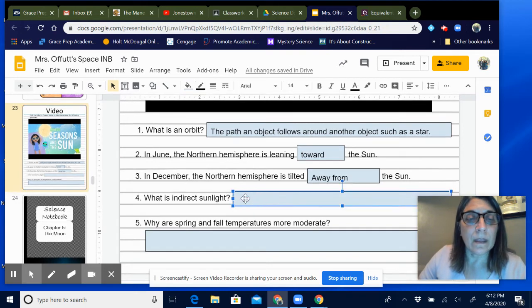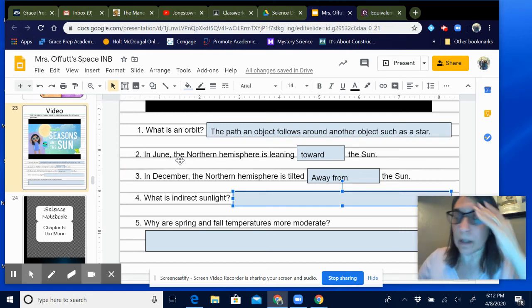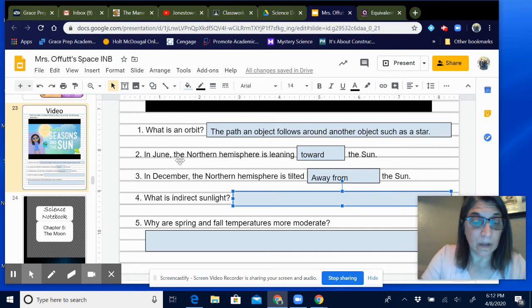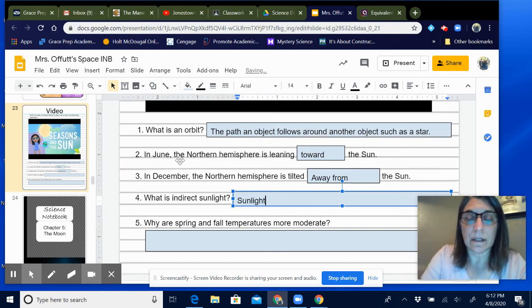Okay. What is indirect sunlight? Okay, so we talked about it on the previous page, and then she talked about it in the video. Hang on, my notes are going away. Okay, so it is sunlight that is striking the Earth at an angle.